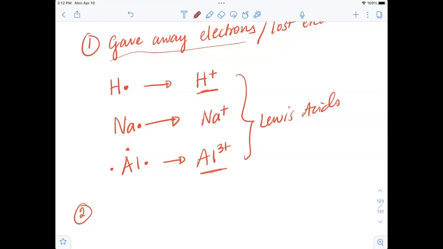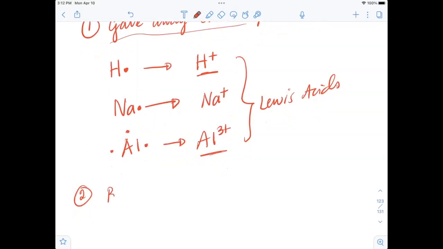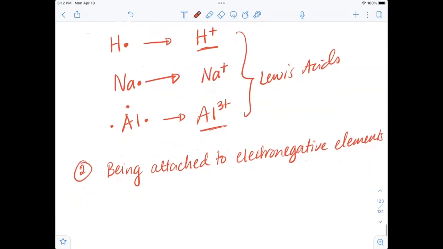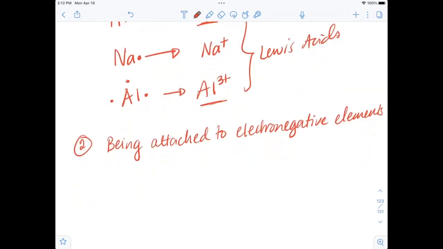Okay, next thing is the attachments you form in life. I'm sorry, y'all, I have to make a life lesson from this, because when I was learning this stuff, I was like, oh, this reminds me of my life, right? Being attached to electronegative elements. Okay? So remember, electronegative elements for the most part form covalent bonds, right?